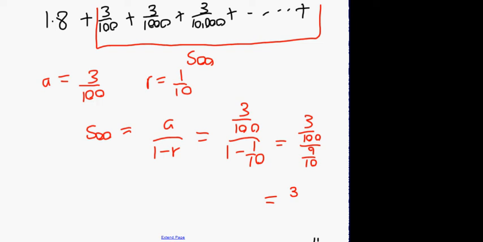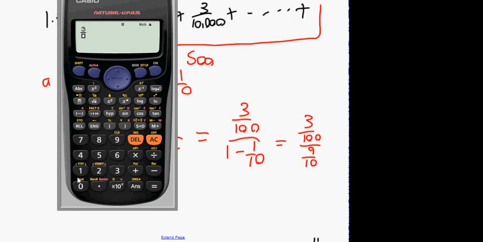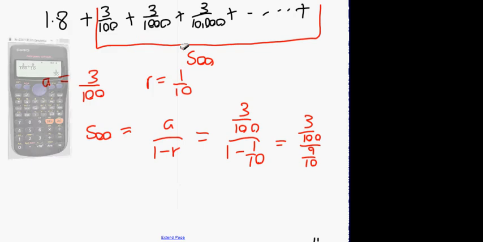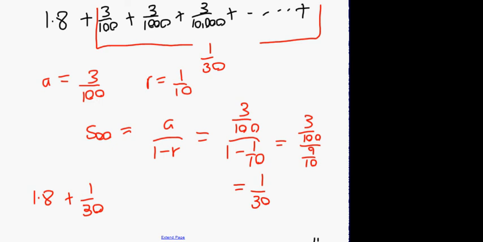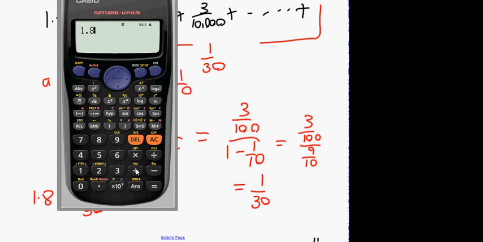So let's do that in the calculator there. So 3 hundredths divided by 9/10. That's going to be 1 over 30. Okay, so that's going to equal 1 over 30. So this complete series here is equal to 1 over 30. So now it's going to be 1.8 plus 1 over 30. Okay, so 1.8 plus 1 over 30.